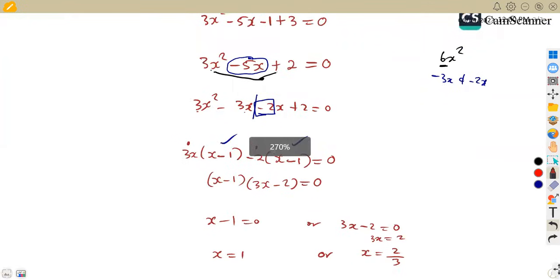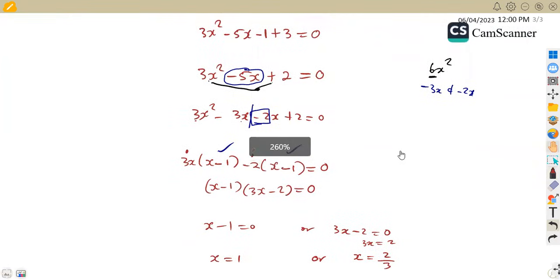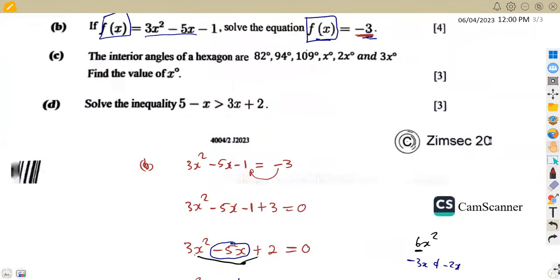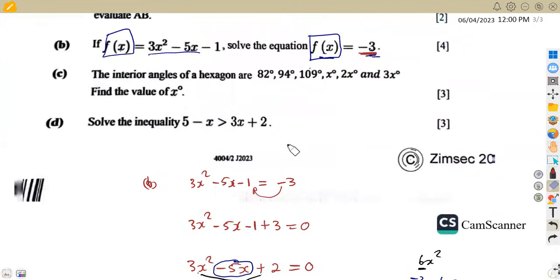So factorization, yes, it's easy, but it's the steps. So you can even just use your quadratic formula. It's just inserting your values in your calculator, straightforward. Then you can obtain your answers by working them stage by stage. All right, so that was our first part.